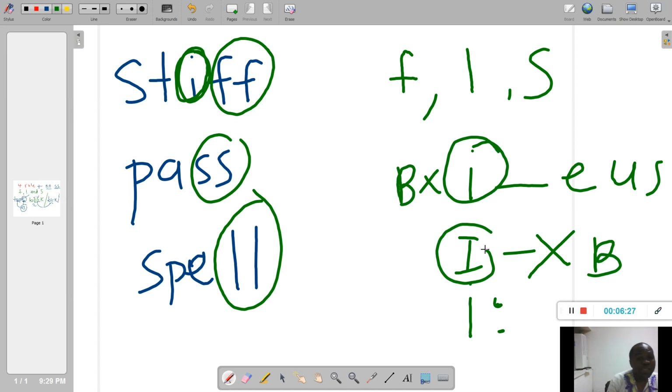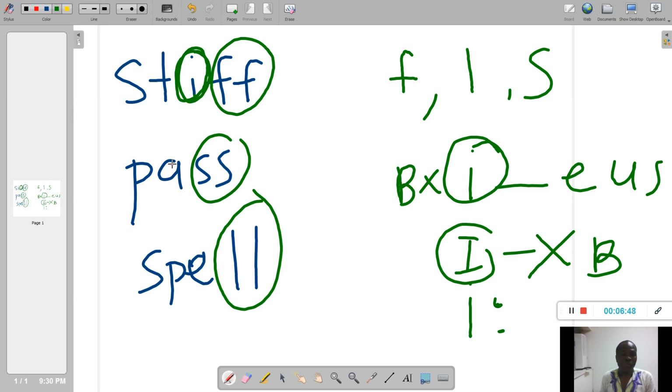So if you look at these words, you realize that they all have one vowel. Because of that, that makes the word qualified. Not only that, they should be a one syllable word. This is a one syllable word. Stiff, only one syllable. Pass, only one syllable.